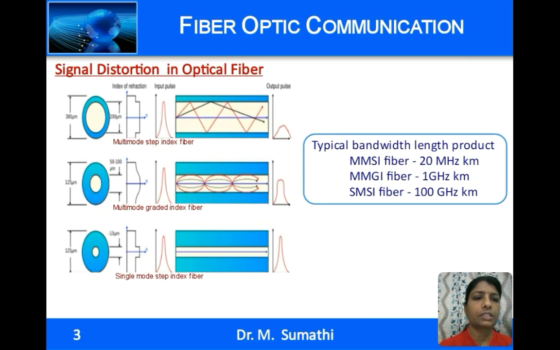This picture shows the dispersion for the different types of fibers. As can be seen, a multimode step index fiber has the maximum dispersion and the single mode step index fiber has the minimum dispersion. The pulses are launched into the fiber and the output pulses are indicated, showing broadening. The pulse broadening in a multimode graded index fiber is less compared to that of a multimode step index fiber. The bandwidth-length product, the capacity of the fiber, for the multimode step index, graded index and single mode step index fiber is given. It is seen that the bandwidth-length product is maximum for single mode step index fiber.